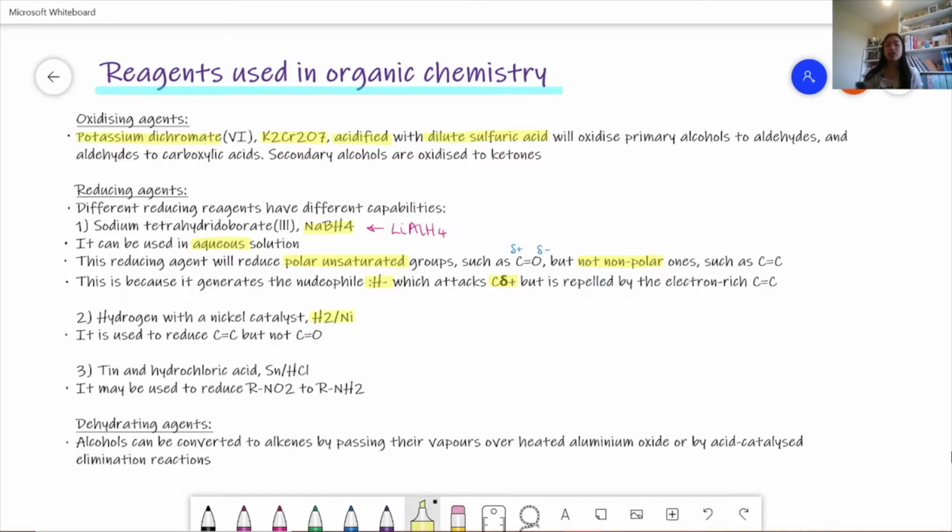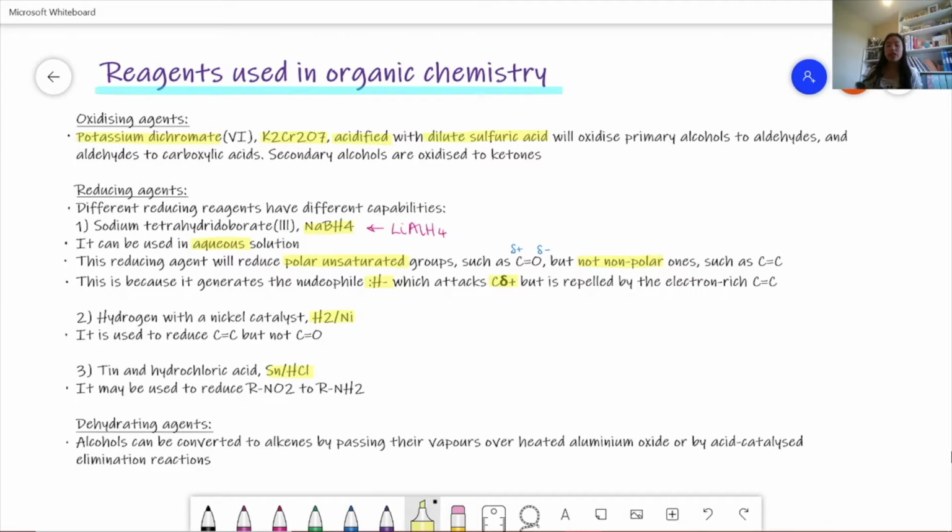The second reducing agent we have is hydrogen with a nickel catalyst. And this is what we use to reduce carbon-carbon double bonds, but not carbon-oxygen double bonds. And this is actually also used to reduce nitriles. So to get from a nitrile to an amine, we could use hydrogen with a nickel catalyst. And then the third reducing agent we need to know about is tin and hydrochloric acid. So this is used to reduce an RNO2 group to an RNH2. So for example, we could have a nitrobenzene, and we would reduce this to a phenylamine.